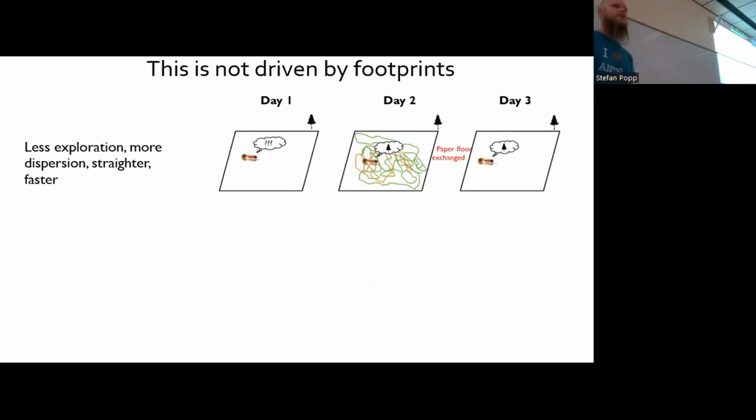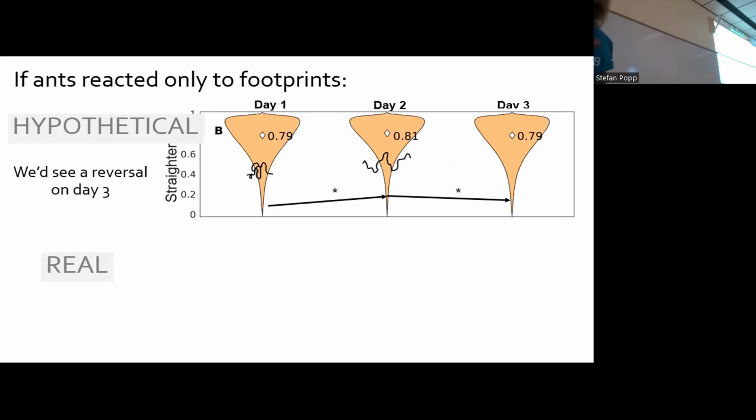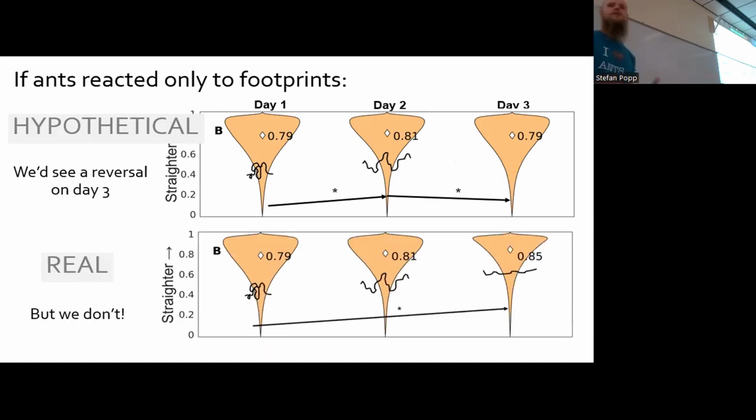I also show that this is not driven by any footprints that I introduced you to, because what we did was, between day 2 and 3, we exchanged the paper overlay. And with that, we removed any chemical footprints that the ants could have been depositing. So if they were only reacting to the footprints, then this is what we would see: the trend reverses between the first and second day to the second and third day. But as I showed you, we don't see the trend reversal. So they are still increasing between the second and the third day. So they're not reacting to the removed footprints.